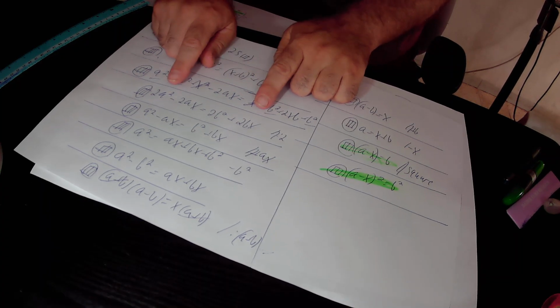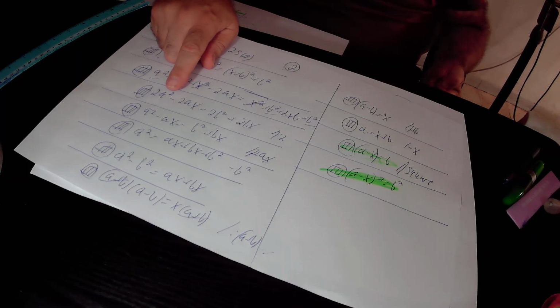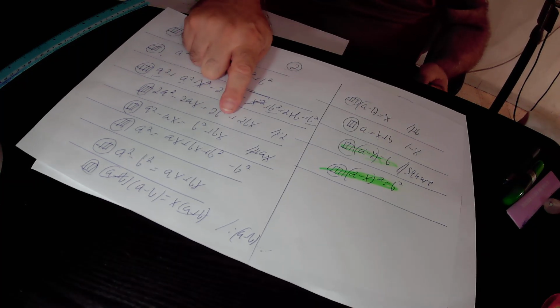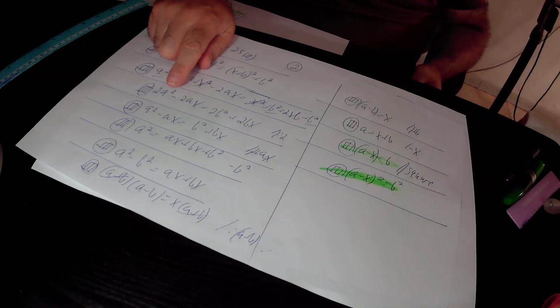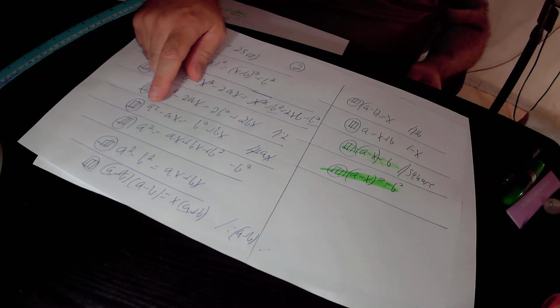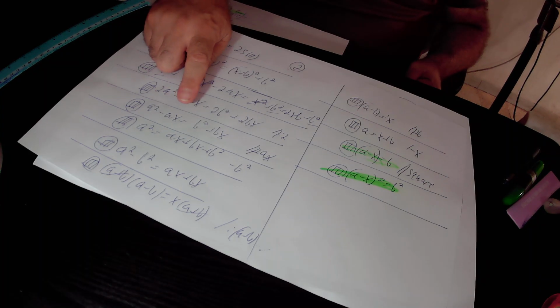So in total, according to equation 3, we found that A squared minus AX equals B squared plus BX. Here we added AX to this equation 3 and found that A squared equals AX plus BX plus B squared.